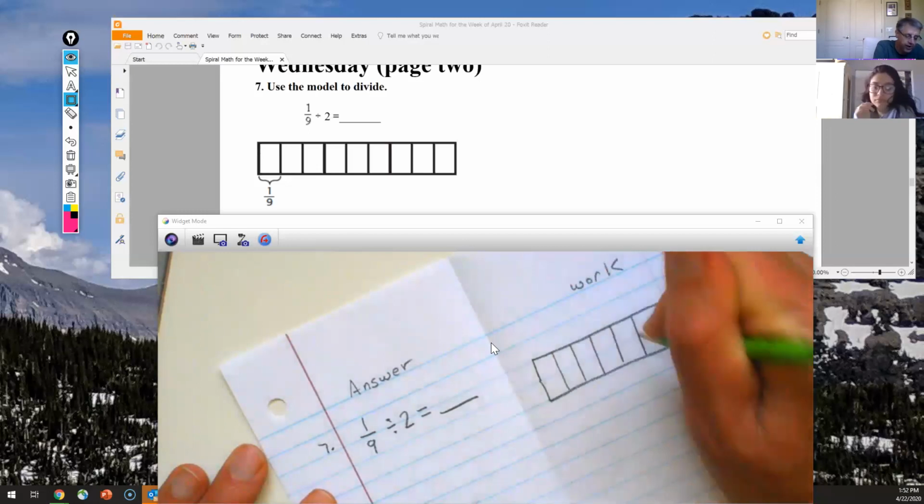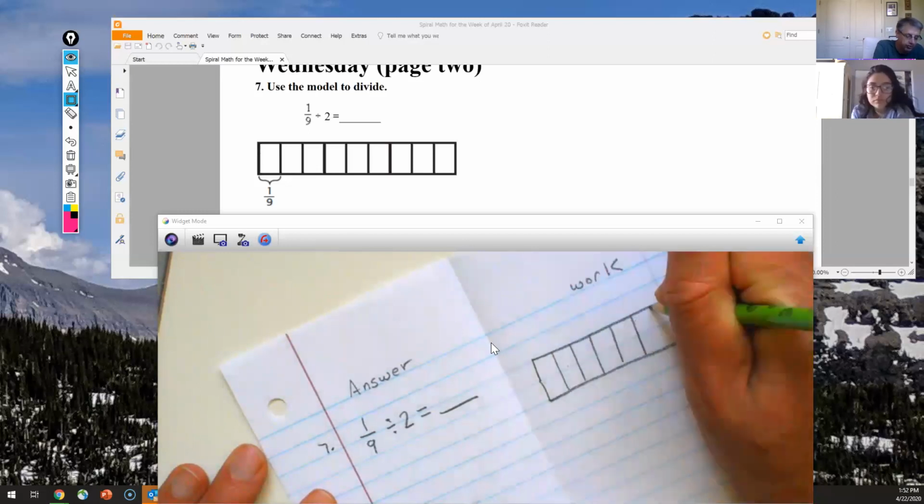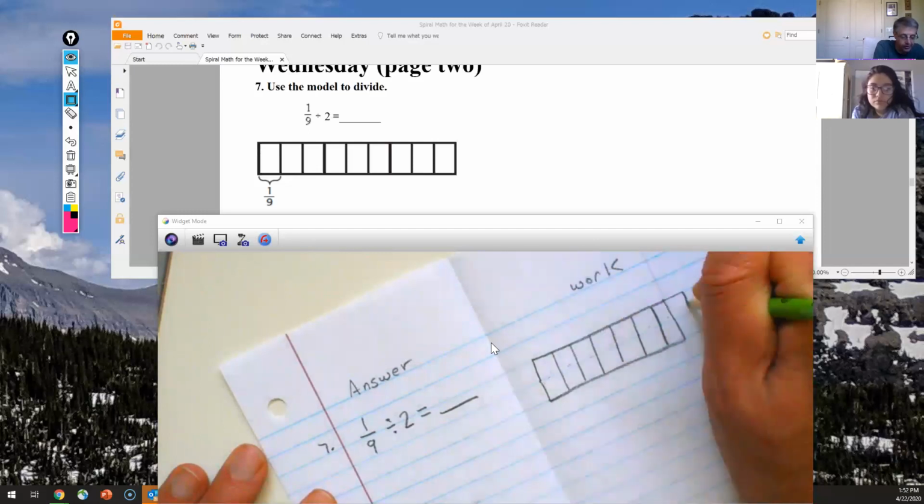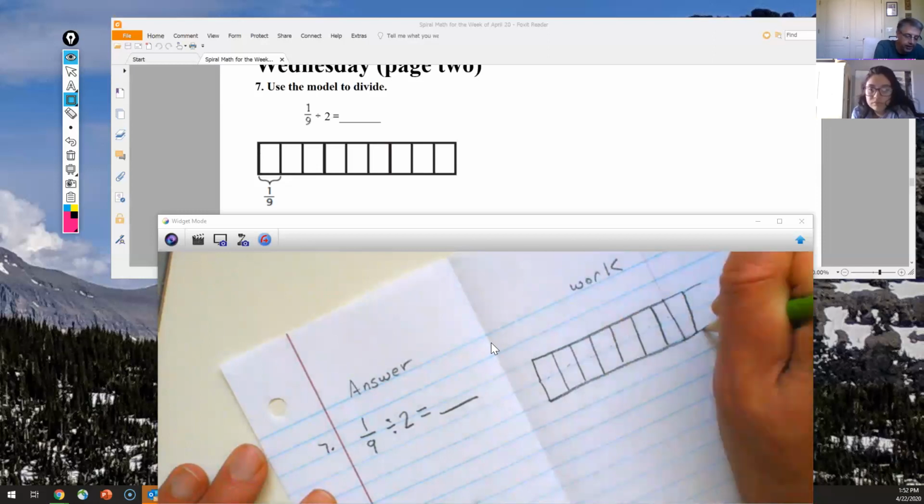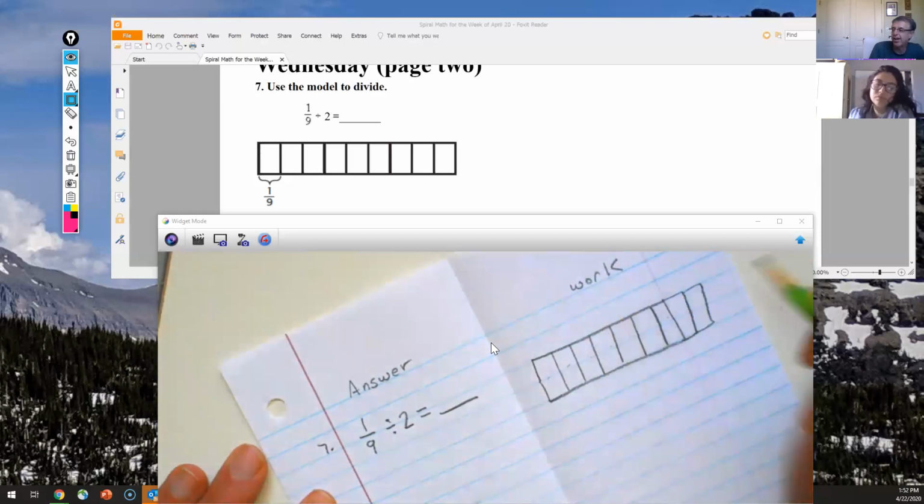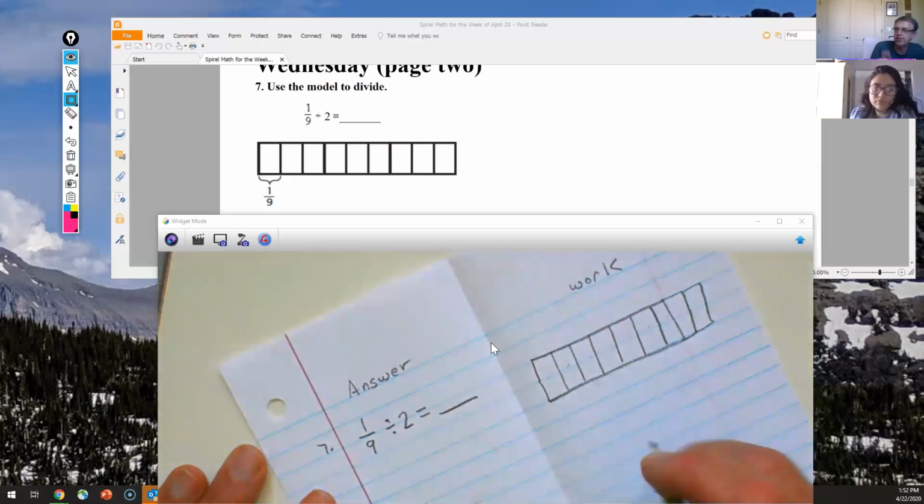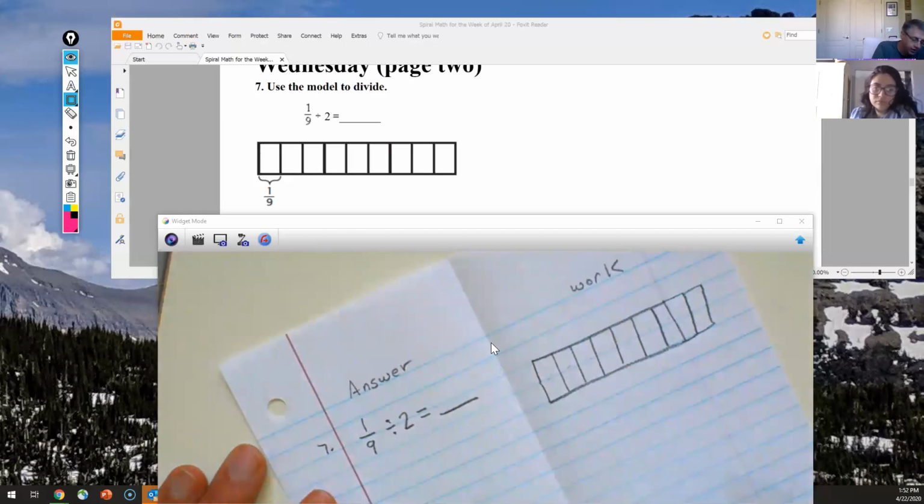1, 2, 3, 4, 5. 1, 2, 3, 4, 5, 6, 7. And if you have to, add 2 more so that you have a total of 9 in your unit bar, 9 equal spaces. When I've got the 9 equal spaces, I'm going to label the first one just like it is up over here, 1/9.